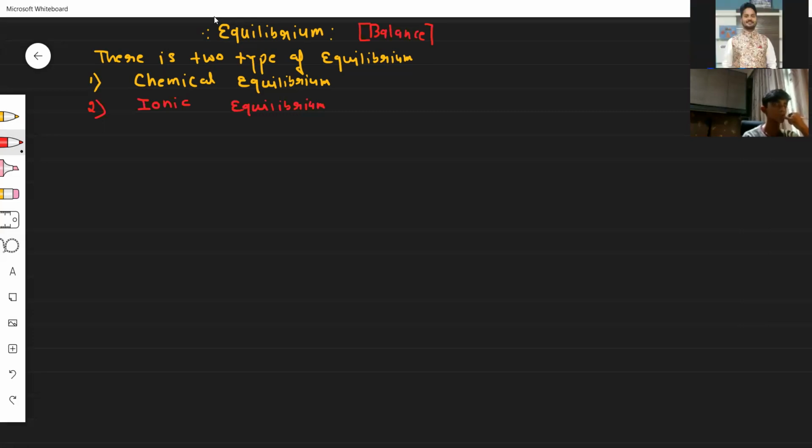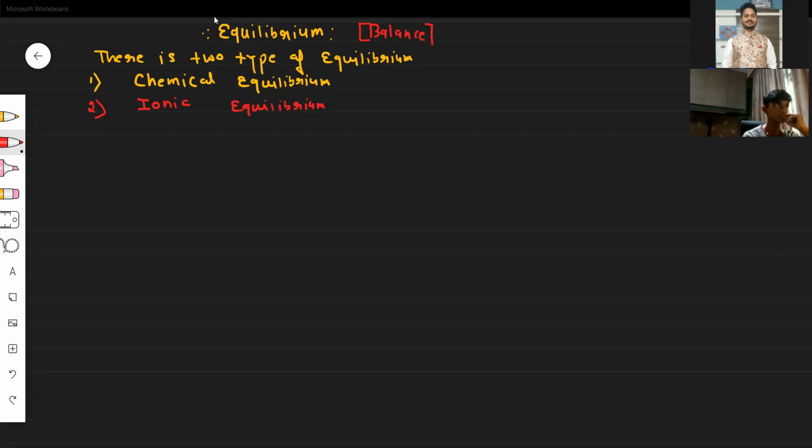Now we'll see what the difference is between chemical equilibrium and ionic equilibrium. Can you give me the basic difference between ions and chemicals? For ions, they have a charge, and they can only form ionic compounds. For chemicals, they vary. They can consist of only one element, and they can be simple covalent also.